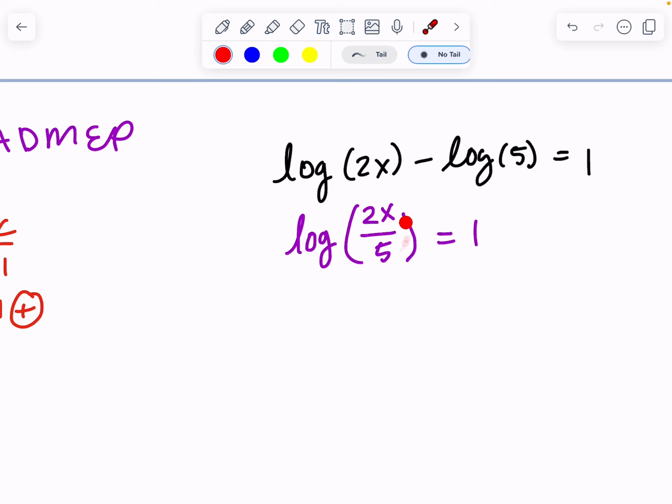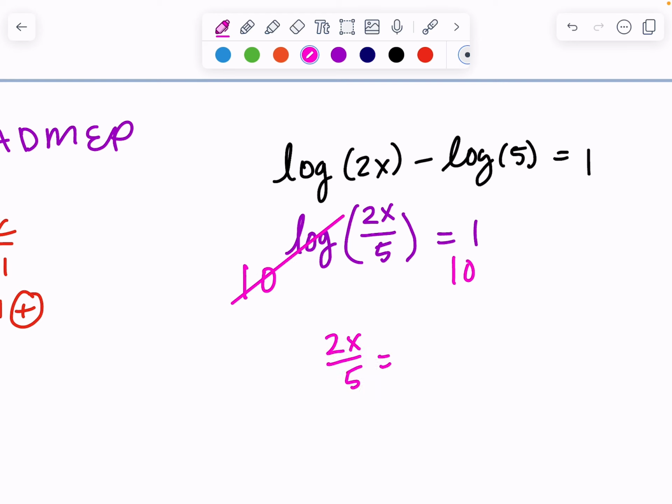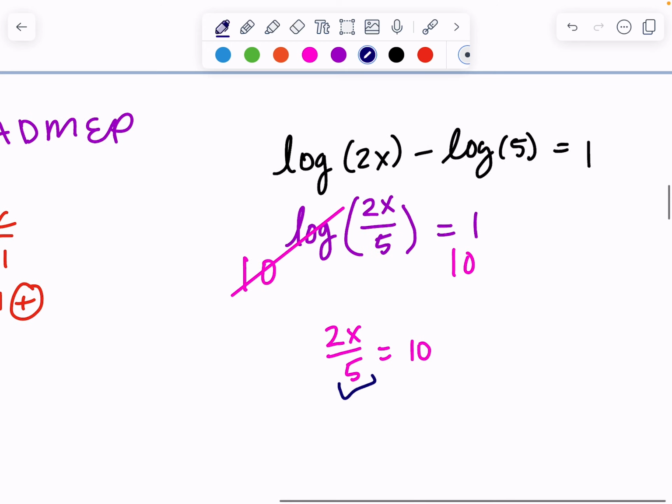Well, now the only thing I have is the log, so I don't need to do the SADMEP. I don't need to do this part. There's nothing. I just need to get rid of my logarithm. So I'm going to find the base of my logarithm. Since there is no base written, I know this is a common log with a base of 10, and I'm going to exponentiate. That means I'm going to do 10 to this log, 10 to the 1. That cancels on the side, leaving me with 2x over 5 is equal to 10 to the 1st, which is simply 10. Go ahead and finish solving.